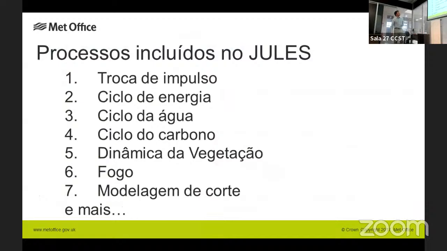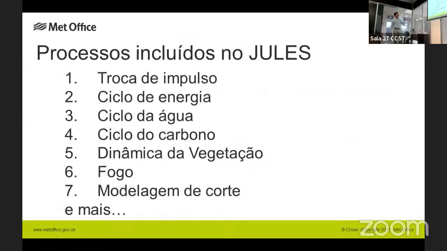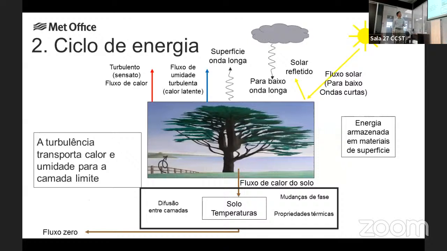Okay, and these are the processes represented in the model. So this is momentum. We've got wind and roughness length in the model. You're slowing down for wind and other things. You're causing turbulence when you're going through the canopy of all the different tiles of the surface.